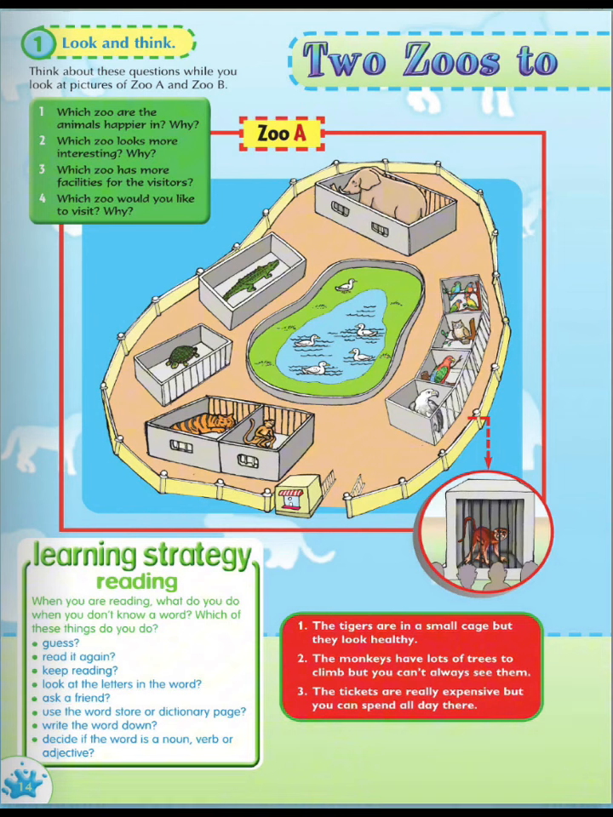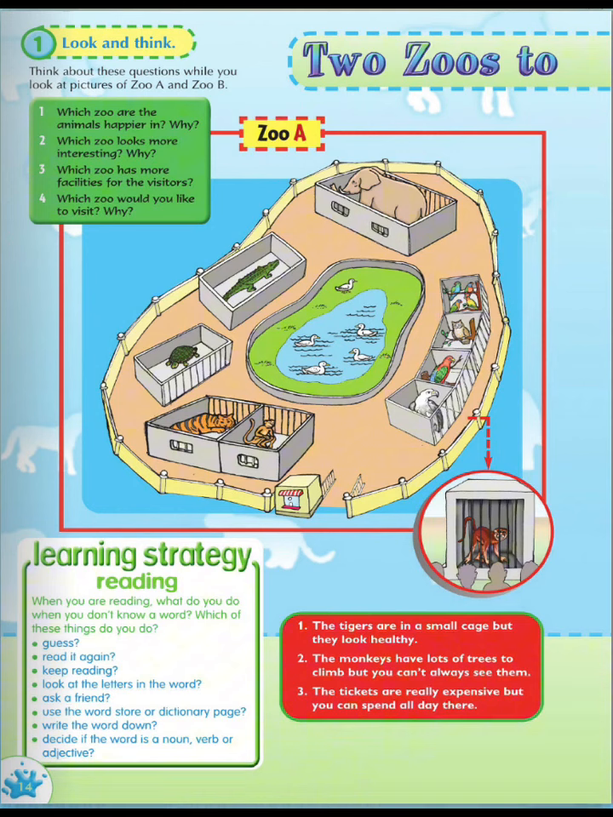Exercise number 1. Look and think. Think about these questions while you look at pictures of Zoo A and Zoo B. Open your class book on pages 14 and 15. You will find Zoo A on page 14 and Zoo B on page 15. Before we answer the questions, let's read some information about each zoo.